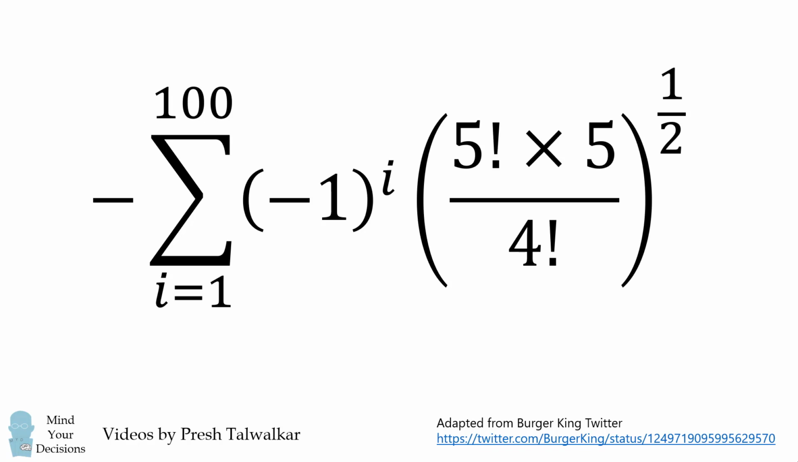So what is the value of the following sum? Negative the sum from i going from 1 to 100 of (-1)^i multiplied by the following quantity: 5 factorial multiplied by 5, all over 4 factorial, and the entire quantity raised to the power of 1/2. Pause if you'd like to give this problem a try, and when you're ready, keep watching to learn how to solve this problem.